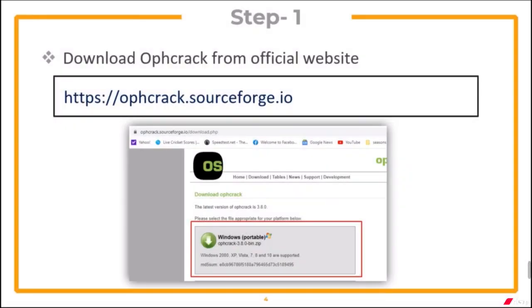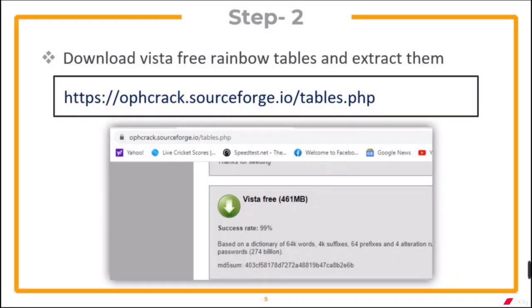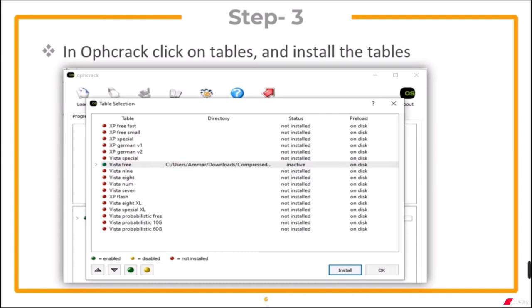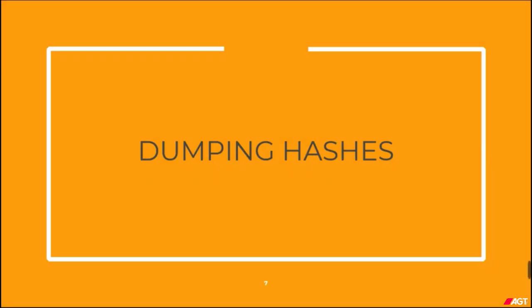So in the first step, download AllCrack from the official website. Now download Vista Free Rainbow tables and extract them. In AllCrack, click on tables and install the tables. Now let's see how we can dump the hashes.